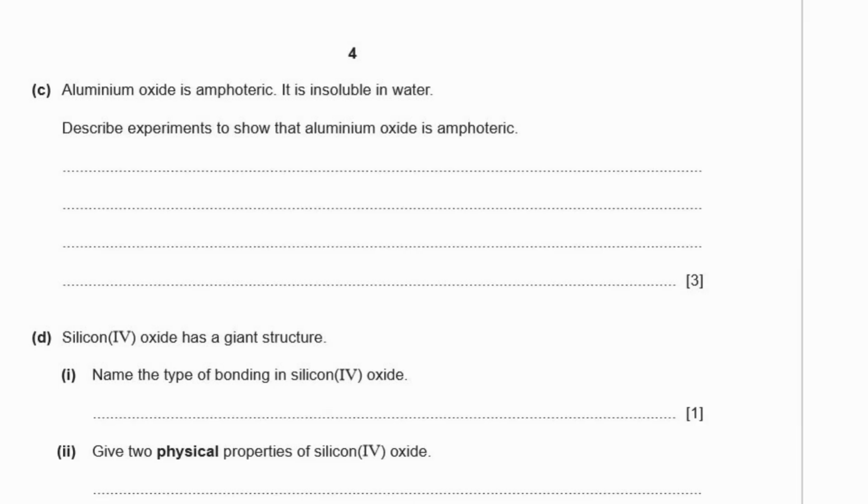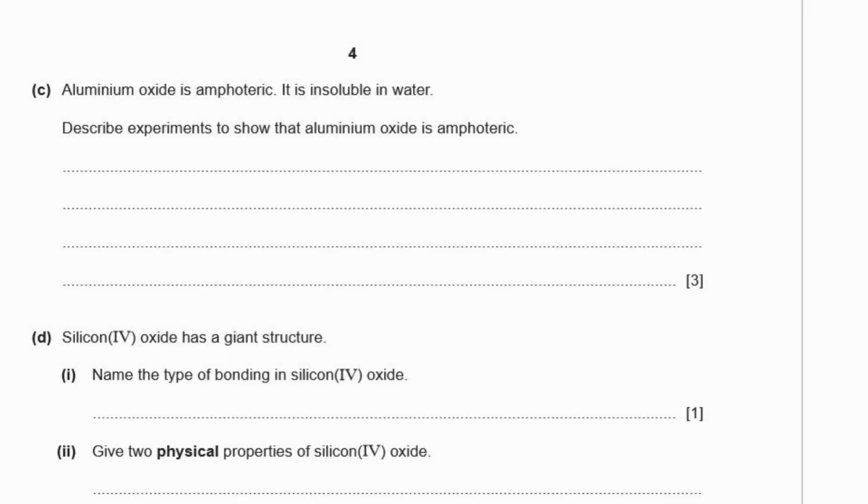C, aluminium oxide is amphoteric. It is insoluble in water. Describe experiments to show that aluminium oxide is amphoteric. So amphoteric means it acts as an acid and it acts as a base. When you react it with an acid, it acts as a base. When you react it with a base, it reacts as if it's an acid.